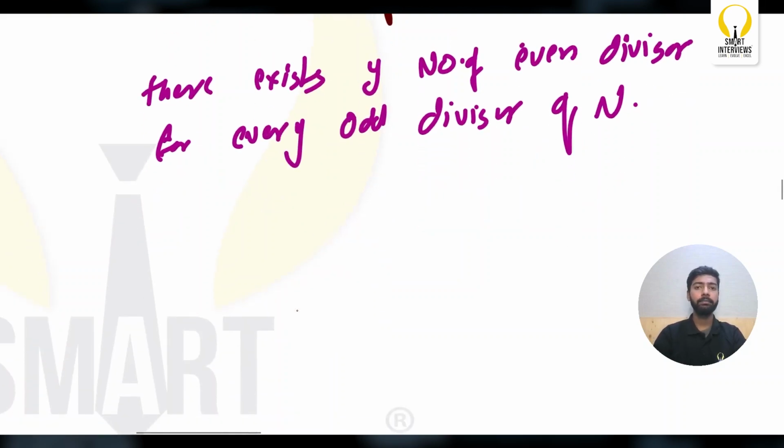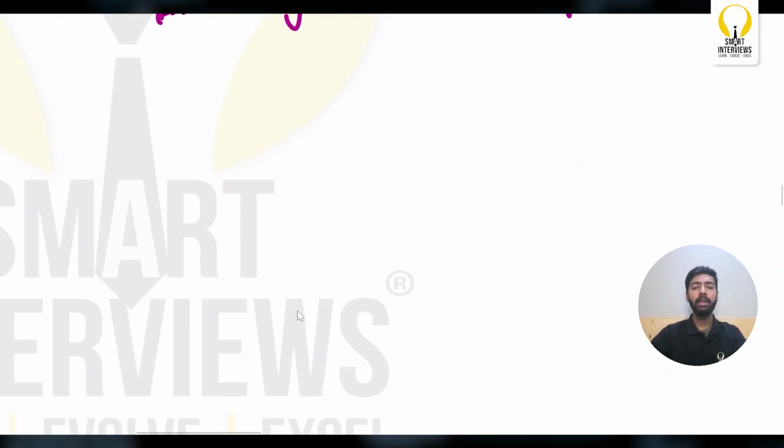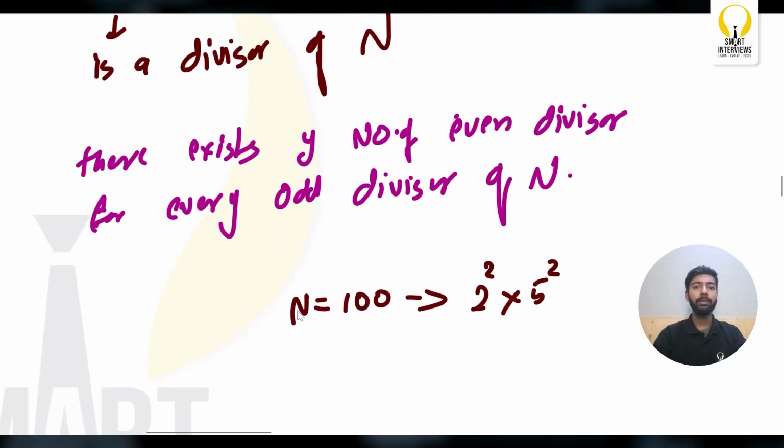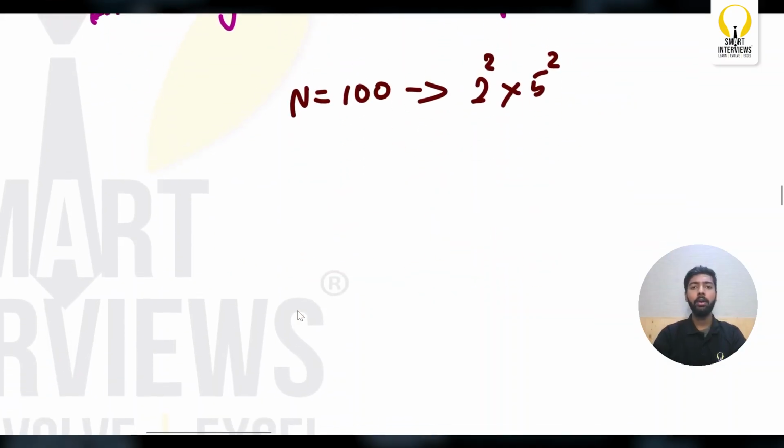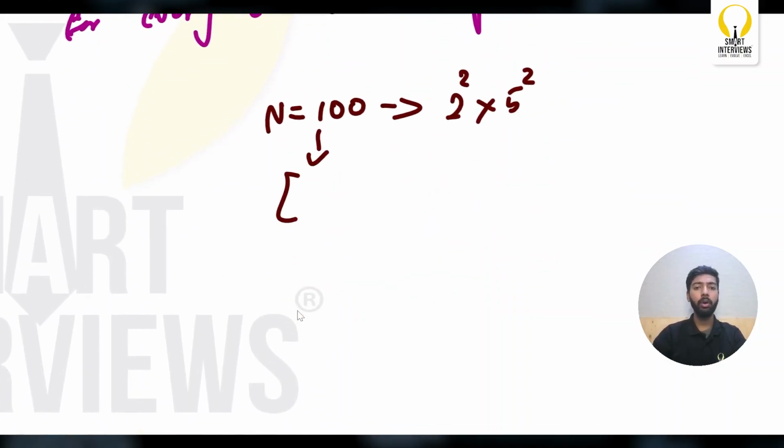Let's take an example. Let's say n is 100. Now how can we represent this 100 in prime factorization? 2 power 2 into 5 power 2. Now what does the statement say? It says that for every odd divisor there exist y number of even divisors, only if n is even. If n is odd, you are not going to have any even divisors. So if n is even, that means for every odd divisor you are going to have some number of even divisors. Let's see why. Now for 100, let's list down all the divisors.